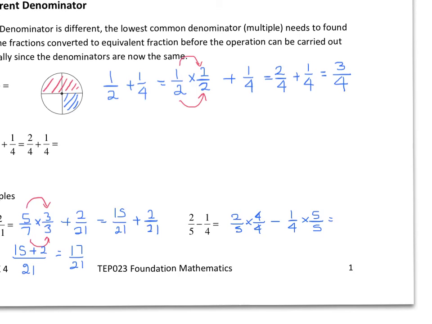So now we've got 2 times 4 is 8/20. Subtract 5/20. Now that the denominators are the same, we can perform the operation on the numerators. 8 subtract 5 equals 3/20.